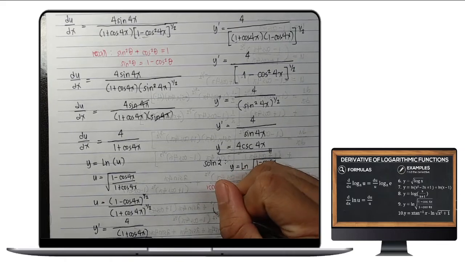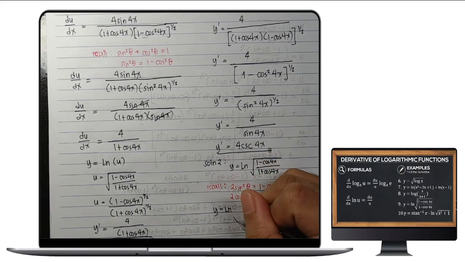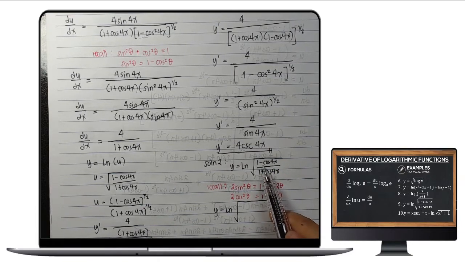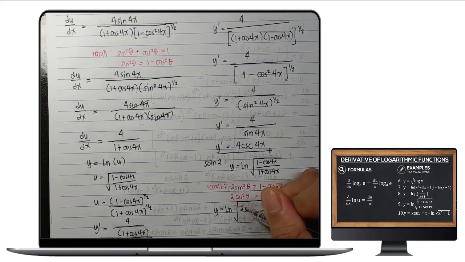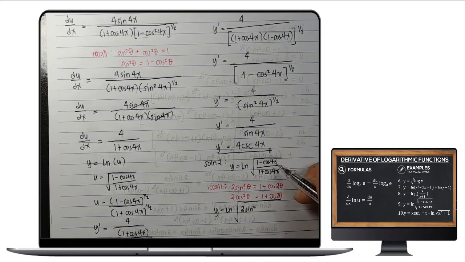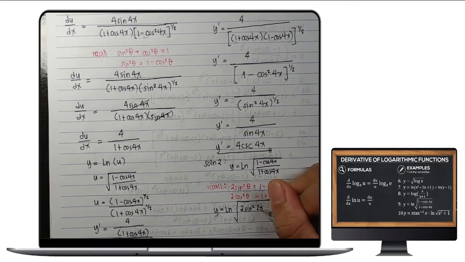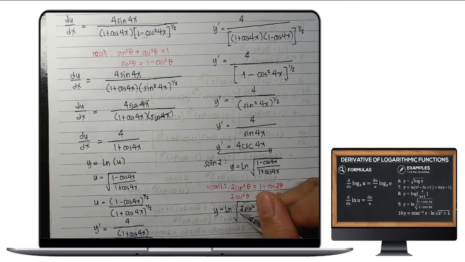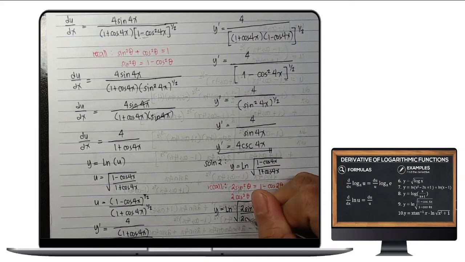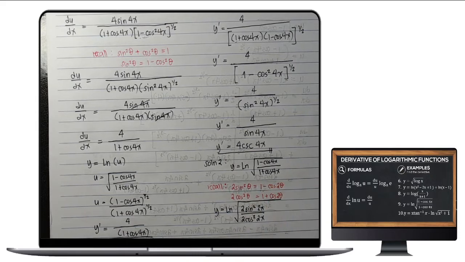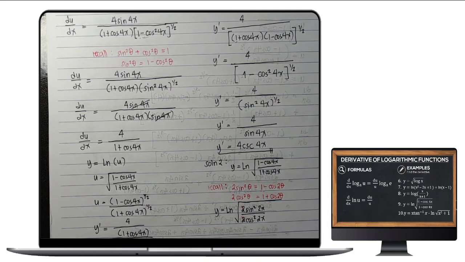So, we can have our given, y is equal to ln, square root of 1 minus cosine 4x, that is the same as 1 minus cosine 2 theta. Again, if 4x is 2 theta, therefore theta is equal to 2x. So, 1 minus cosine is equal to 2 sine squared theta, divided by, for the positive, 2 cosine squared 2x. So, we can cancel out 2 here, and sine square over cosine square.